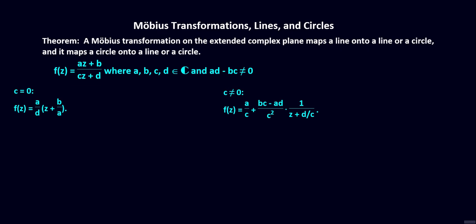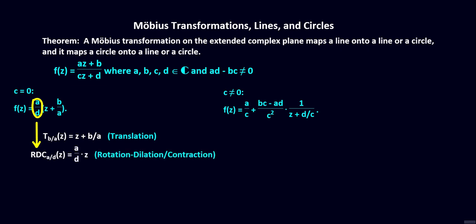In the case when c equals 0, f is made up of a translation that we will call T sub b over a, where T sub b over a of z equals z plus b over a. T sub b over a is composed with what we call a rotation-dilation/contraction. We call this RDC sub a over d, where RDC sub a over d of z is a over d times z. We can write a over d as the absolute value of a over d times e raised to the power i alpha, where alpha is an argument of a over d.